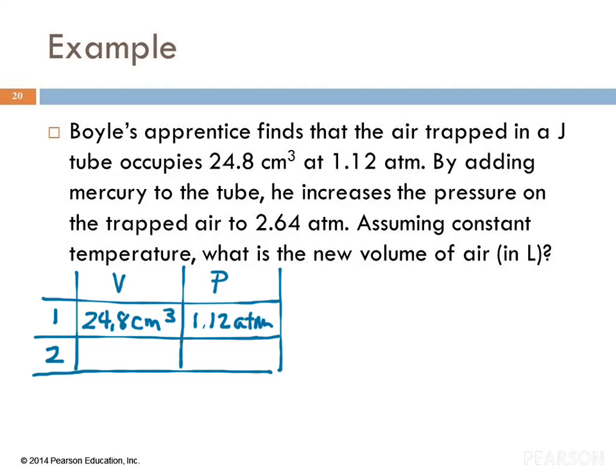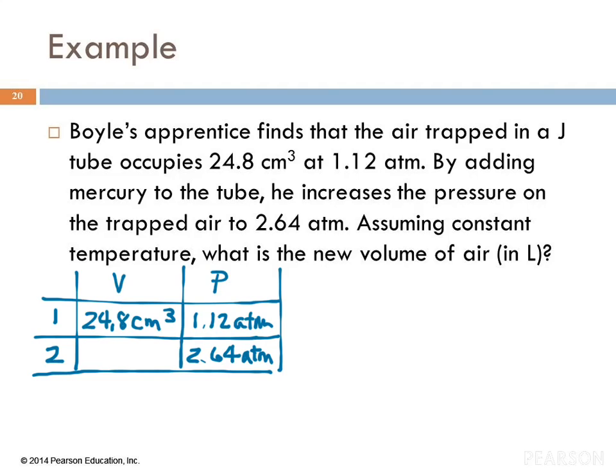So that's one thing, and then it says he adds mercury. So now we're doing something. Things are changing. This is going to be condition 2. Now we get 2.64 atmospheres. So I'm going to write that in the pressure column. 2.64 atmospheres. Always include your units. They will be the death of you otherwise. Not literally. There we have a little table.